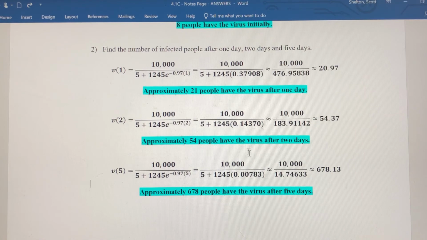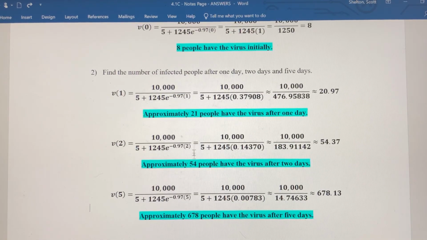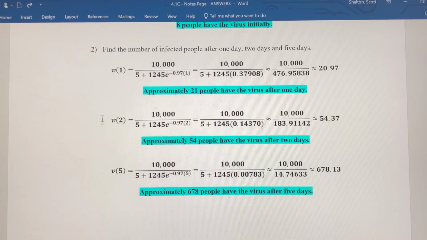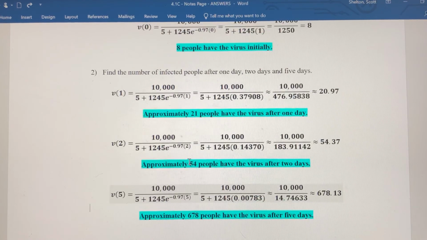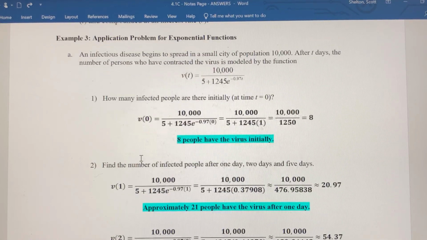Okay, so again, huge growth. From day 0 to day 2, we only went from 8 to 54. From day 2 to day 5, we went from 54 infected to 678. Okay, so again, great time to be talking about exponential growth. Great time to be talking about exponential functions, because this applies to you basically every day now. Okay, so that's one application for exponential functions.